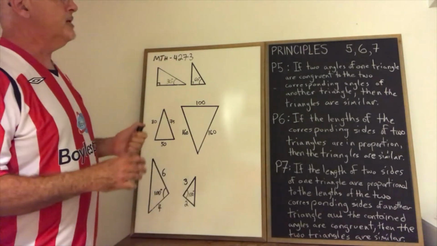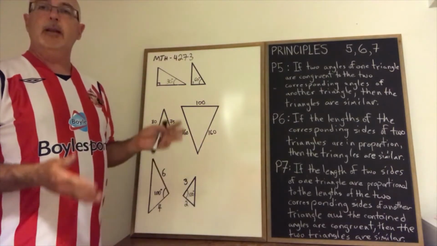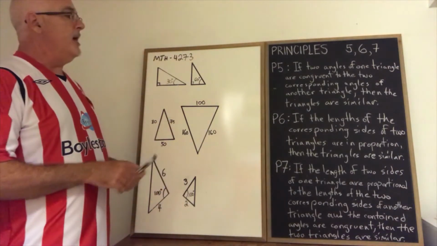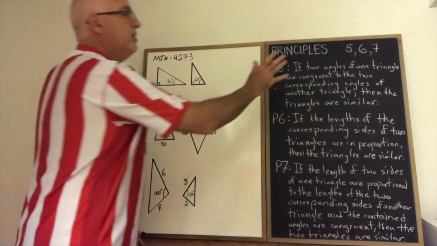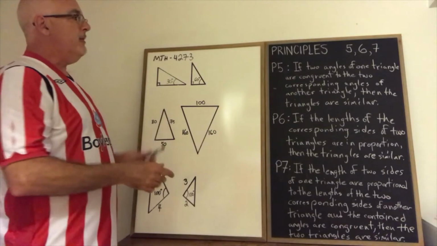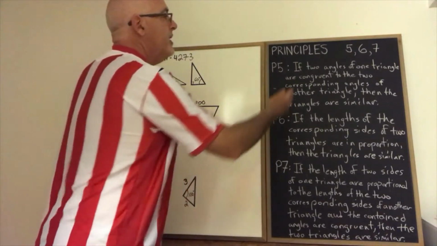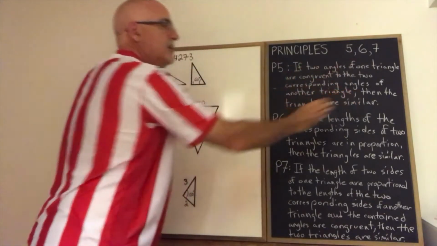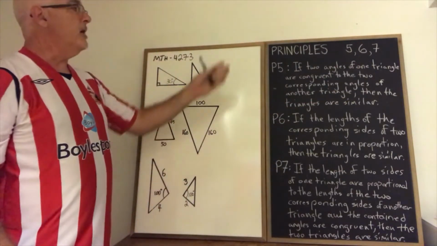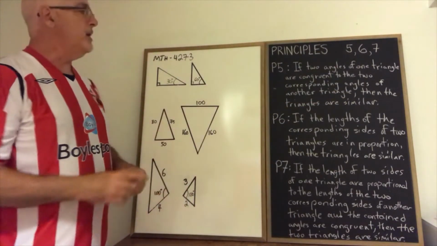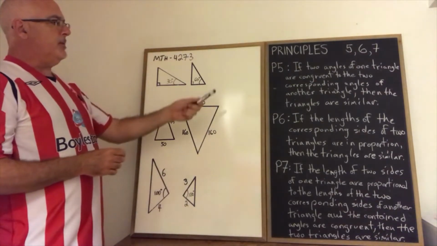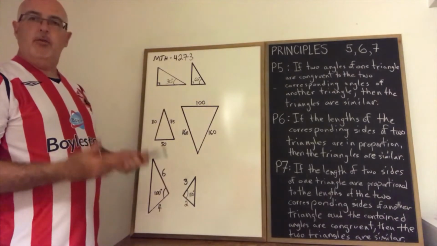In this course, the student gets a list of principles that are attached to the exam. And this is a good time saver for the student, because if the student has to apply one of these as a step in one of their questions, instead of having to justify what they've done by writing out one of these long sentences, the student can simply say, I used Principle 6, or I used Principle 5, whichever one they used. And that saves a lot of time. These principles are used for judging whether two triangles are similar.